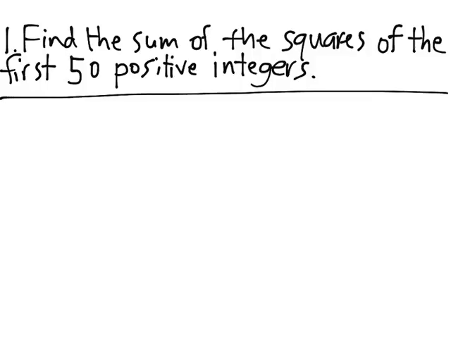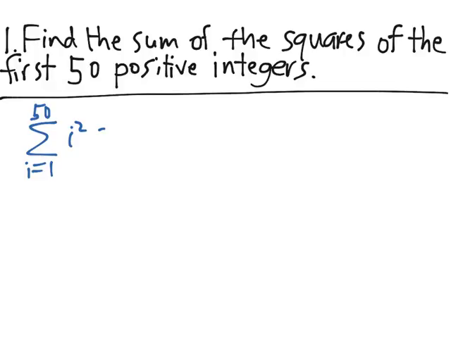Here are some examples of problems about sums. Problem 1. Find the sum of the squares of the first 50 positive integers. The first 50 positive integers range from i equals 1 to 50, and we want to find the sum of the squares of these numbers, so we find the sum of i squared.